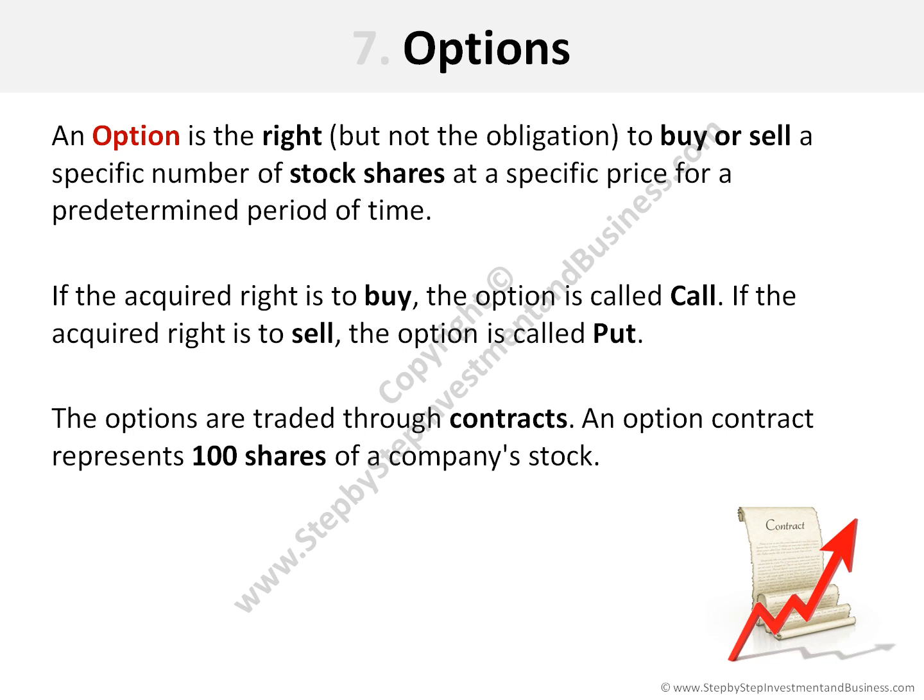If the acquired right is to buy, the option is called call. If the acquired right is to sell, the option is called put. The options are traded through contracts. An option contract represents 100 shares of a company's stock.